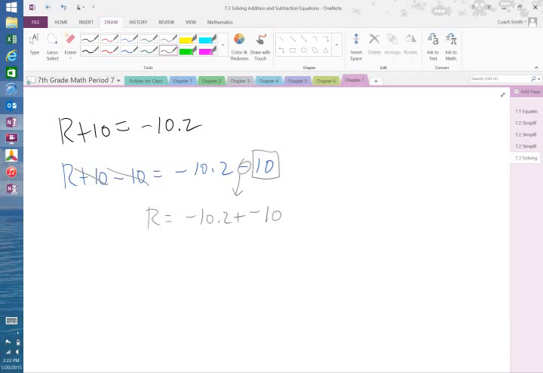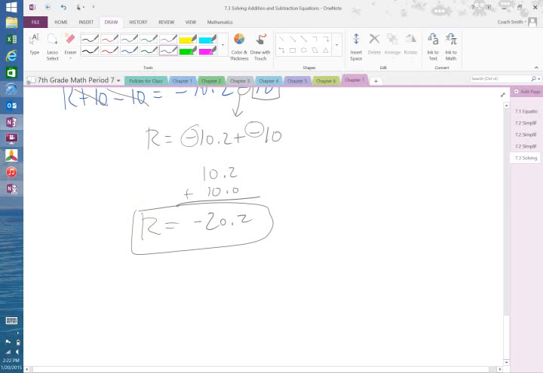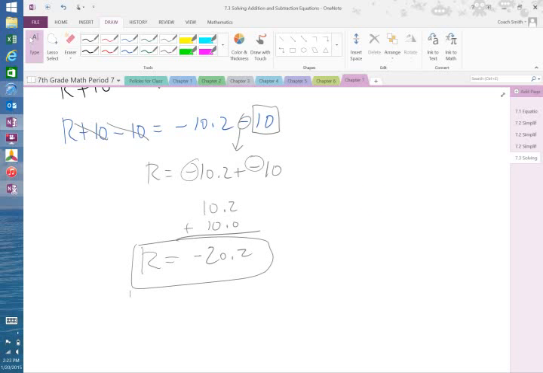Well, they're both negative, so I simply add the two together. That's 10.2 plus 10, which gives me 20.2, but both of them are negative, so it must be negative 20.2. So your answer would be R is equal to negative 20.2.